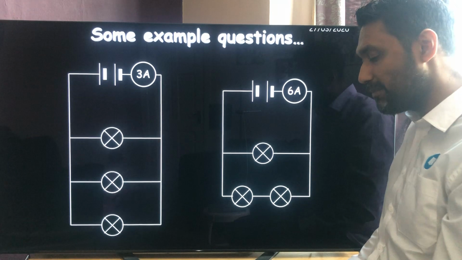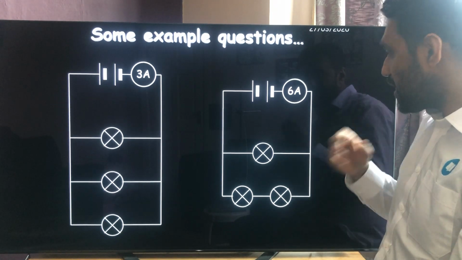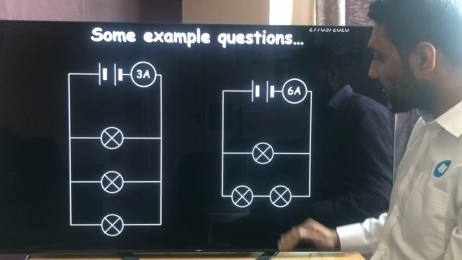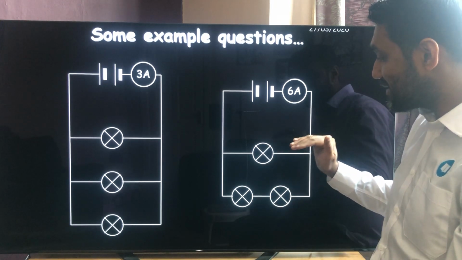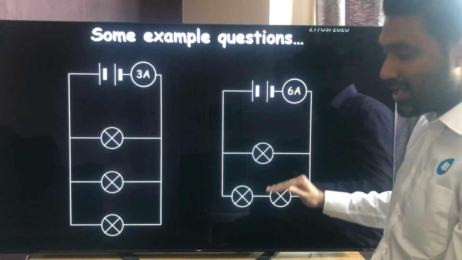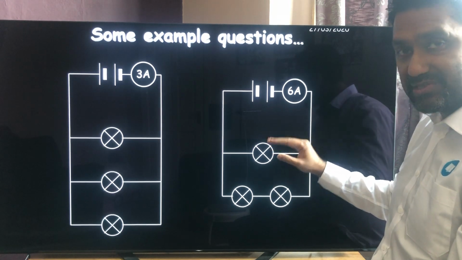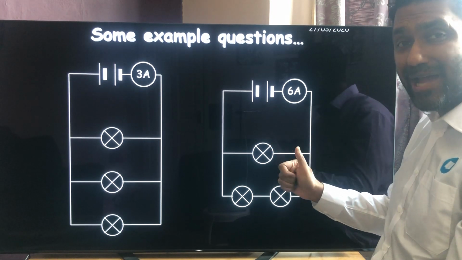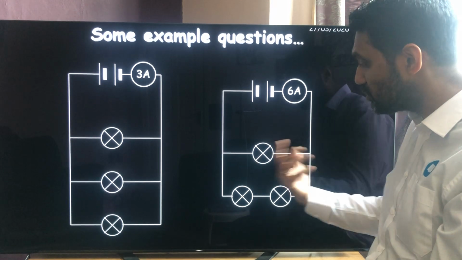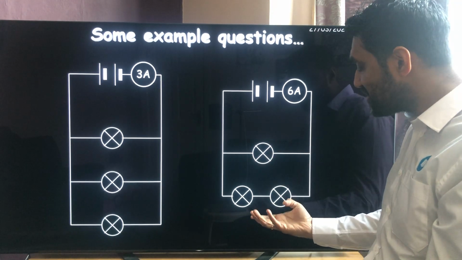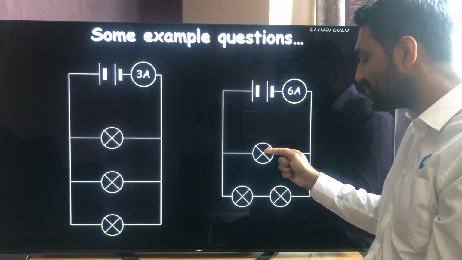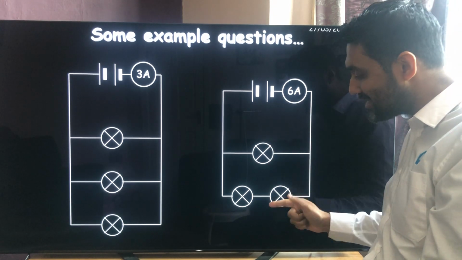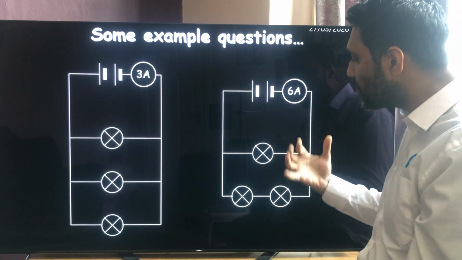This one is a little bit trickier because it's not the same at each branch. I've got 1 bulb there and I've got 2 bulbs there, which means there's more resistance on this one and less resistance on this one, because the resistance is something trying to slow down or stop the current. So here the bulb is trying to slow down the current. So I've got more resistance, less resistance. So I should get more current on the less resistance one, and I should get less current on that one. But how do I work out how much?